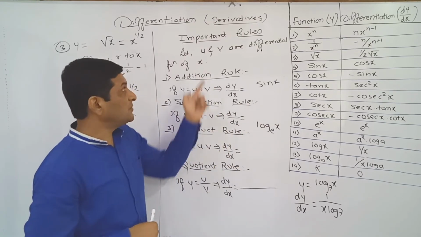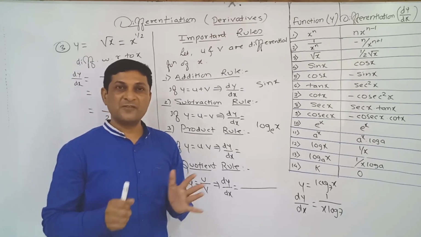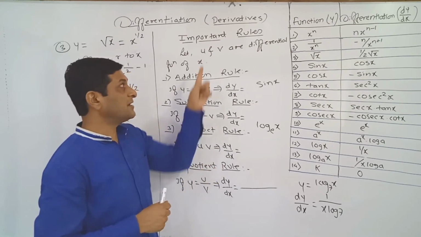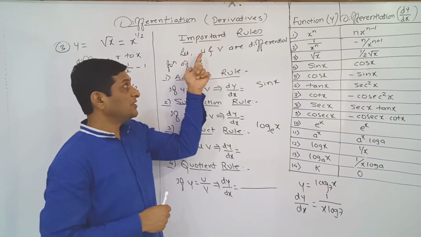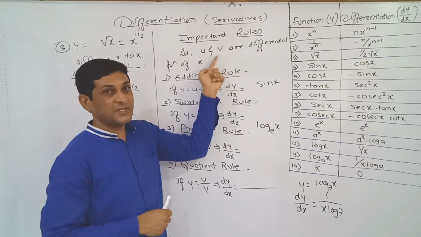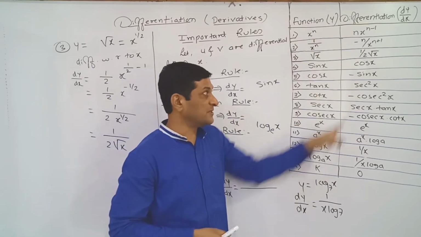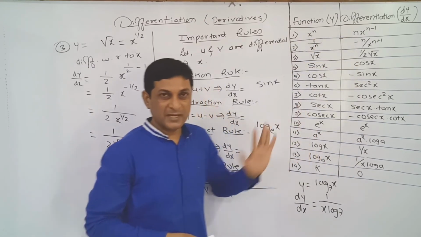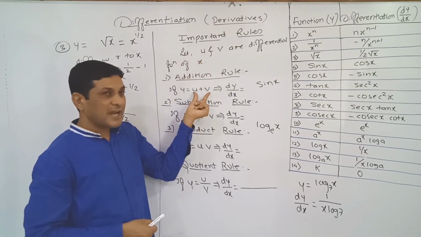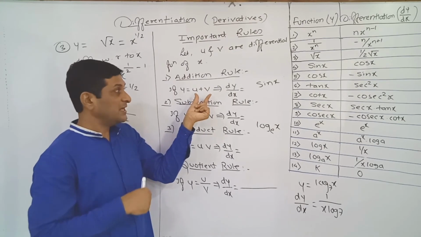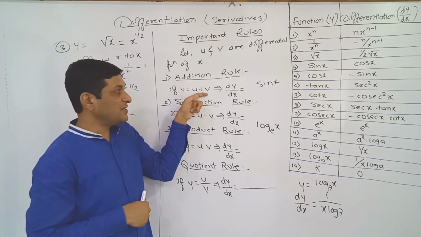Now if u and v are differentiable functions of x, differentiable function means their derivative exists. If these are differentiable functions, then the addition rule. What does the addition rule say? u is a differentiable function of x and v is also a differentiable function of x, and these are their derivatives. Now if u and v are differentiable functions of x, and by taking their addition we get one new function, which we have denoted by y.